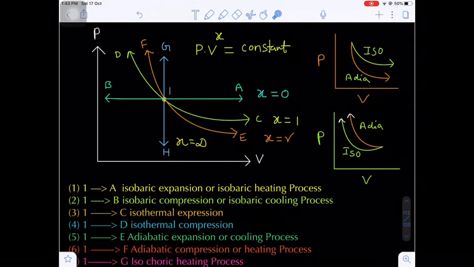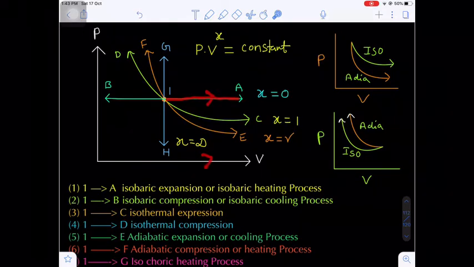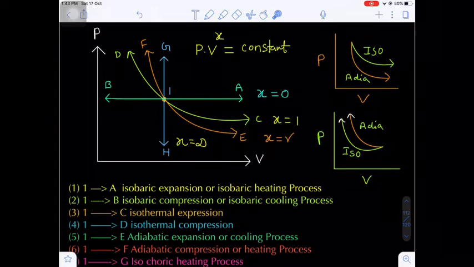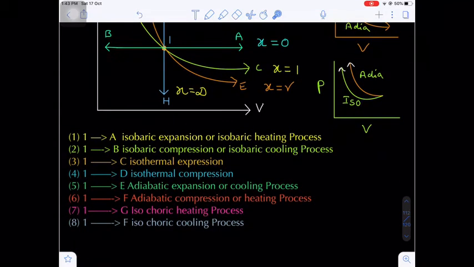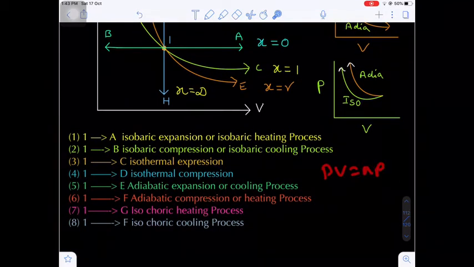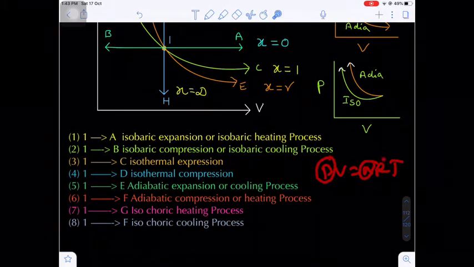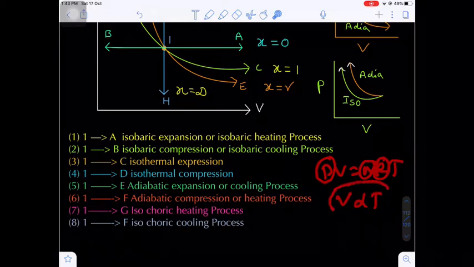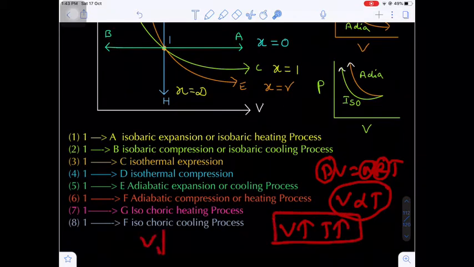Okay. Now if you move from 1 to A, what happens? Volume increases, pressure remains constant. Do you know from the ideal gas equation, PV is equal to nRT. If the pressure is constant, and the number of moles of ideal gas and the gas constant R are constant, then volume is directly proportional to absolute temperature. That means if the volume increases, absolute temperature also increases. If the volume decreases, then absolute temperature also decreases.